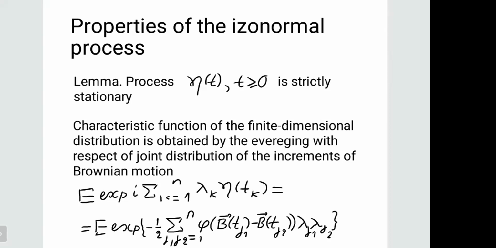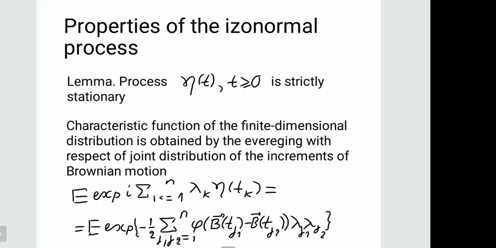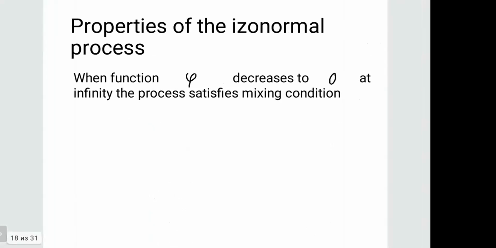Because when the distance between time arguments in this last line becomes big, then the increments of Brownian motion become widely distributed, and the integral with our function, which decreases to 0 at infinity, becomes equal to 0. This is the idea why we can say that when the function phi decreases to 0 at infinity, then the process eta satisfies the mixing condition. So it is a good stationary ergodic process.